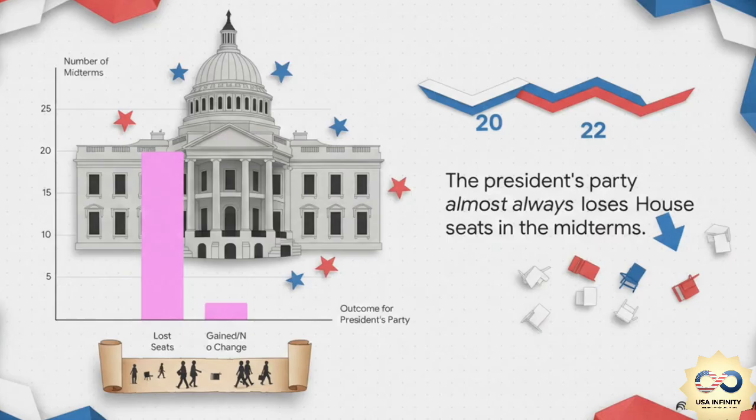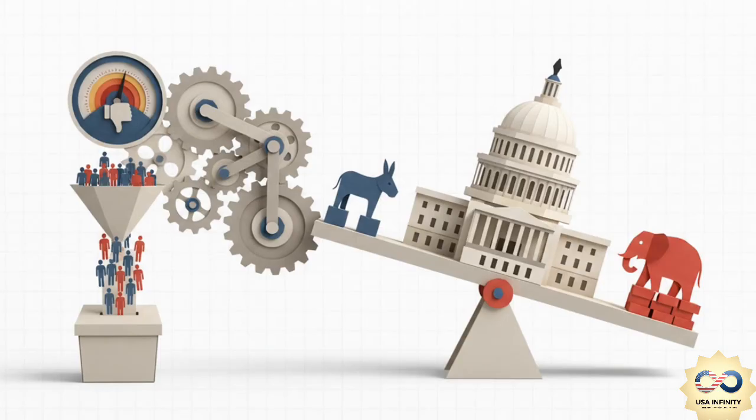And when you look at the history here, the trend is pretty staggering. The party that controls the White House almost always loses seats in the House of Representatives during the midterms. In fact, it's happened in 20 of the last 22 midterm elections. That's a powerful pattern. So when we look ahead to 2026, this history is basically a massive headwind for whichever party is in the White House. Control of Congress will probably come down to things like the president's approval rating, and crucially, which party can get its voters excited enough to show up when the presidency itself isn't on the line.